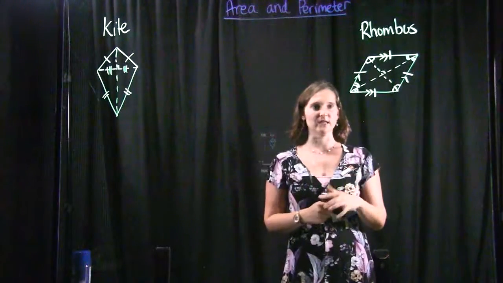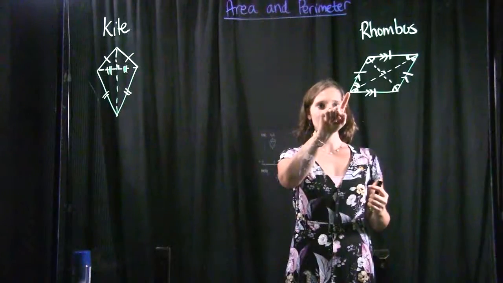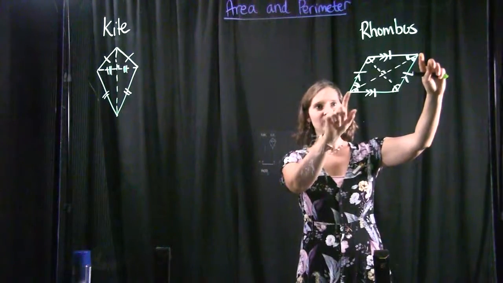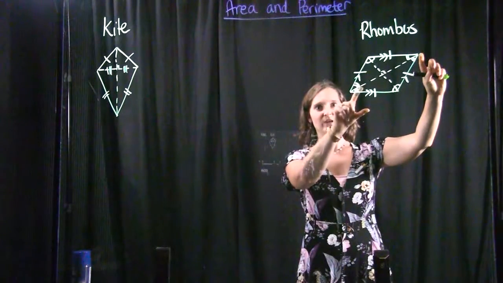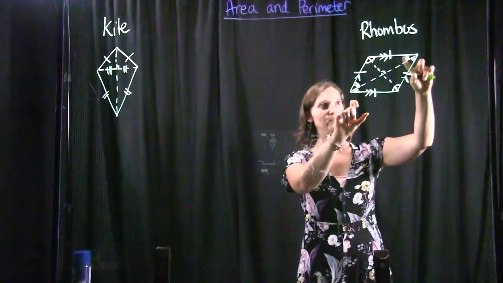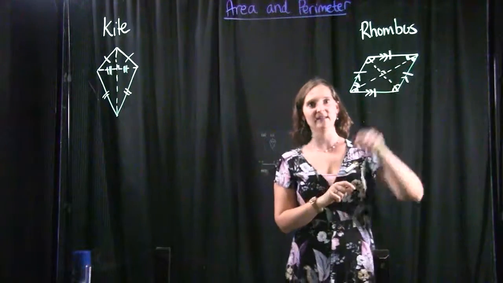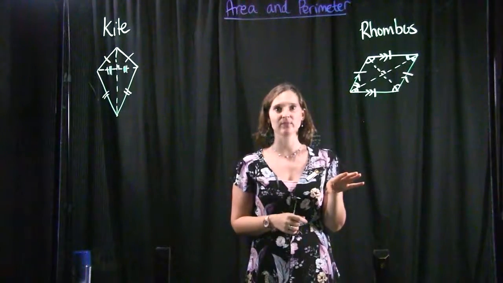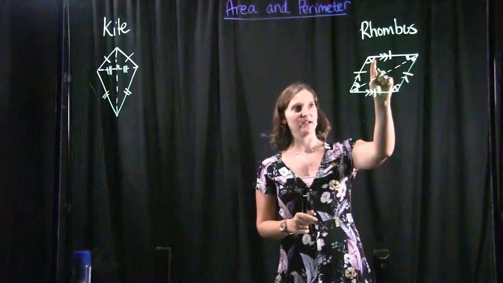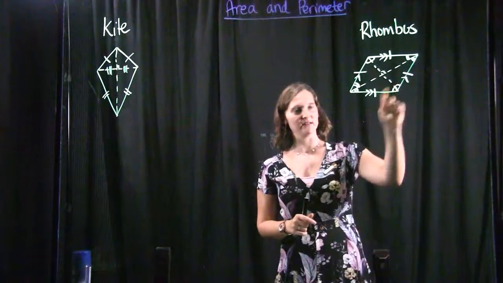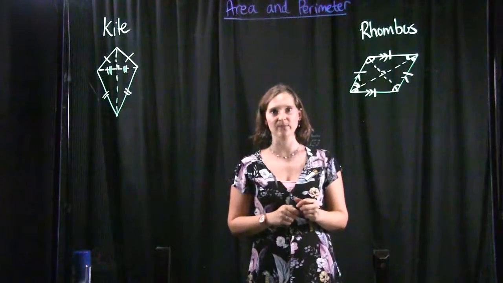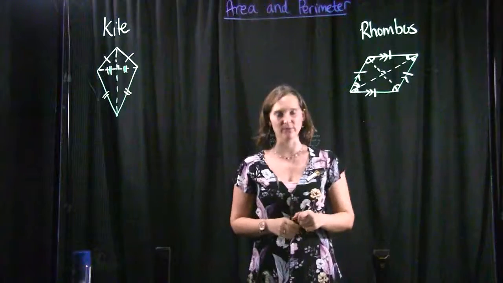And one other special point is that where the lines cross for the diagonal, we have two equal angles either side of this line and two equal angles either side of this line. This angle, this angle, this angle, and that angle are all the same. In the same way, this angle, this angle, this angle, and this angle are also all the same. So it's a very special shape, a rhombus, to work with.